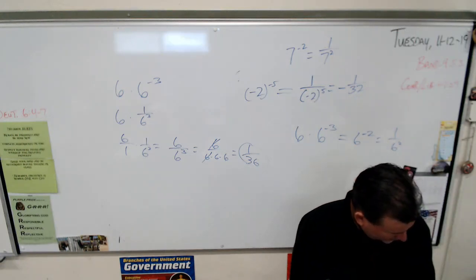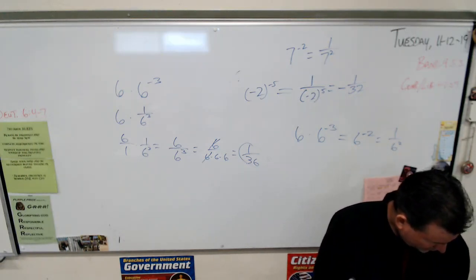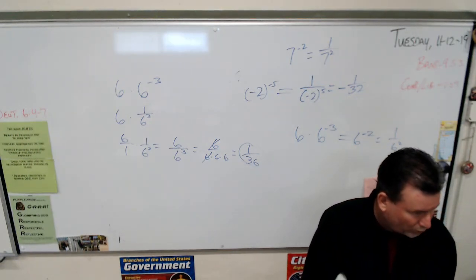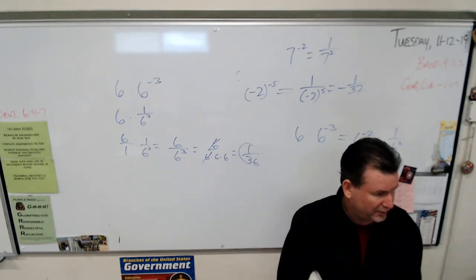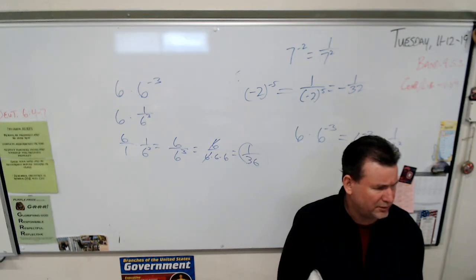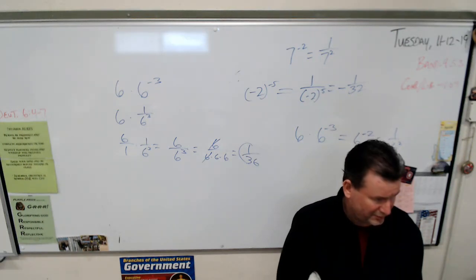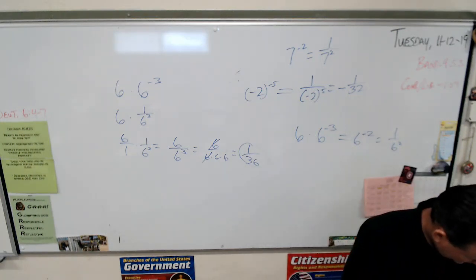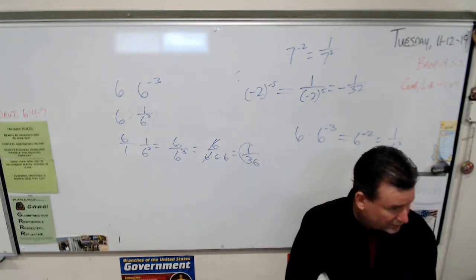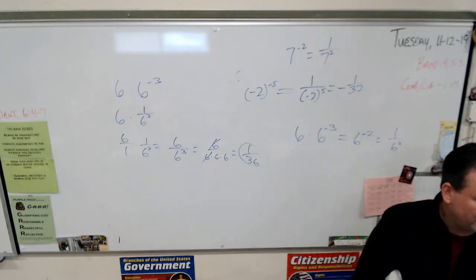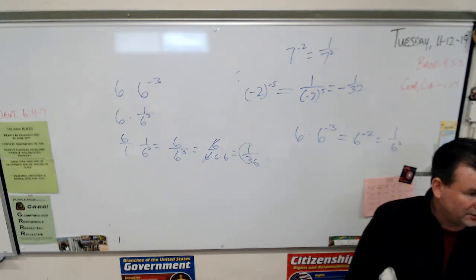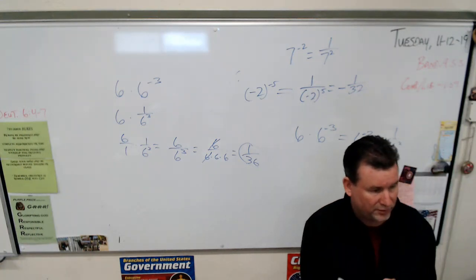Number 5, negative 6m to the negative 1. What's that look like? Did you get this done? What'd you get? I just have a question. Can there be fractions in exponents? No. Yes.